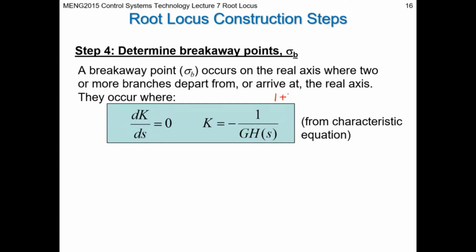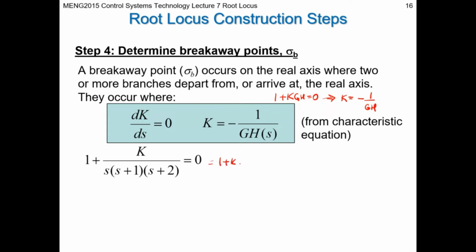We know 1 plus k g h equals 0 is our characteristic equation, and it is the roots of the characteristic equation that we're concerned with. So we can rearrange that to say k equals minus 1 upon GH. You've just taken the 1 across and then divided by GH to get the value for k. So in this case, we form our characteristic equation, 1 plus KGH.